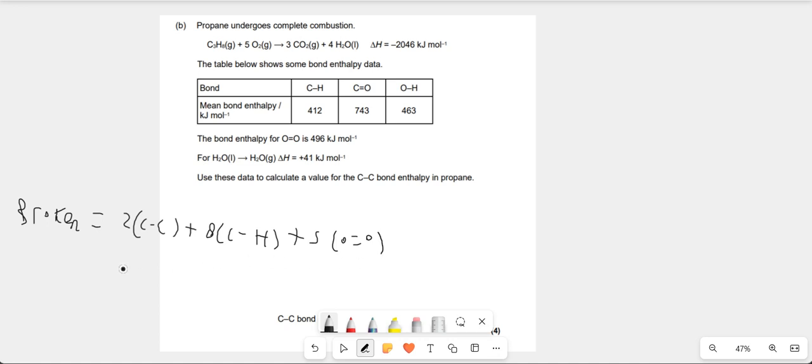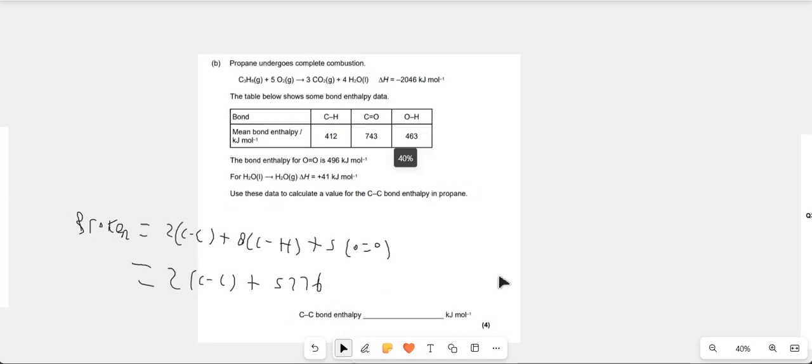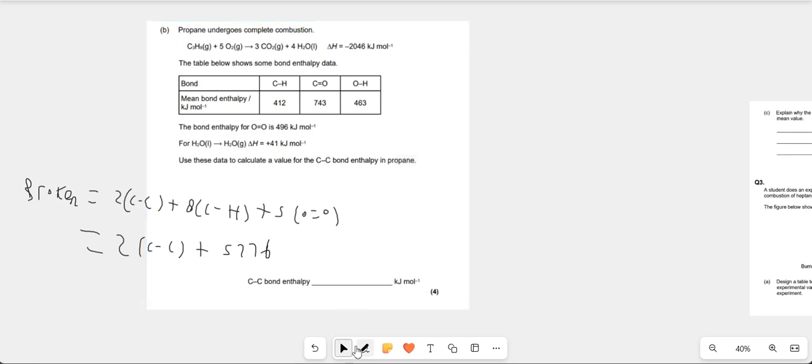Now let's look at what that actually gives you. If you do 8 times 412 and 5 times 496 and add them together, where CC is the unknown bond that you're trying to find here, it will give you 5776. Easy. Now let's look at this here.